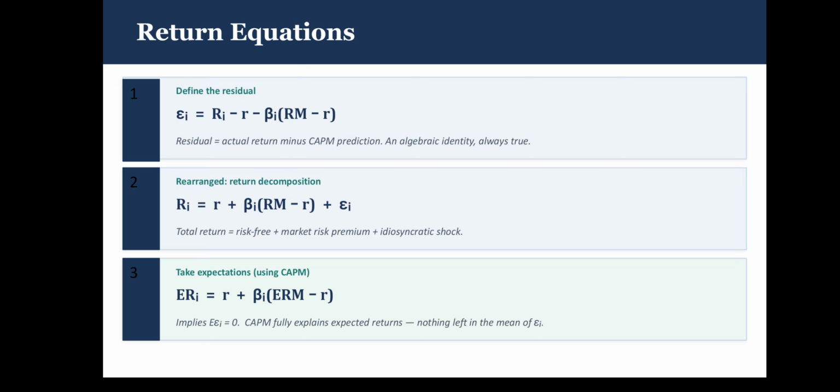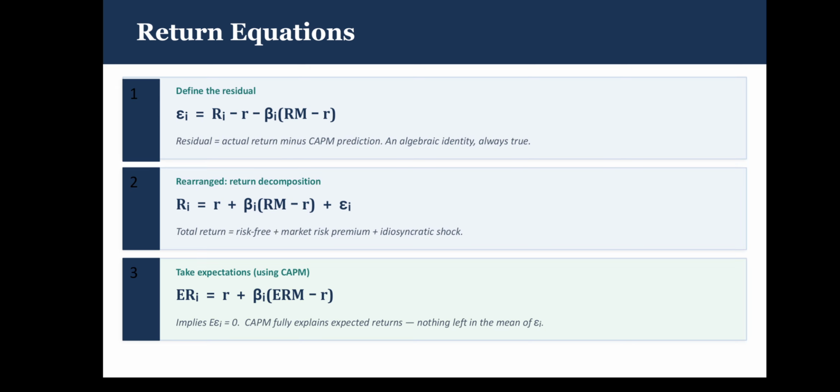Now take expectations of both sides of equation 2 using the CAPM equilibrium condition. The expected value of Ri is exactly Rf plus beta i times the equity risk premium. This gives equation 3, and crucially, the expectation of epsilon i equals 0. The residual has no average. CAPM has already accounted for all expected return.